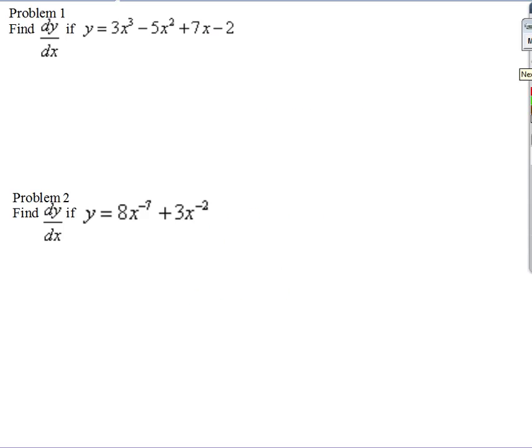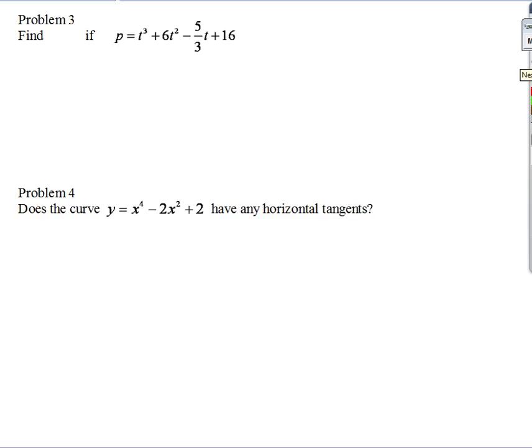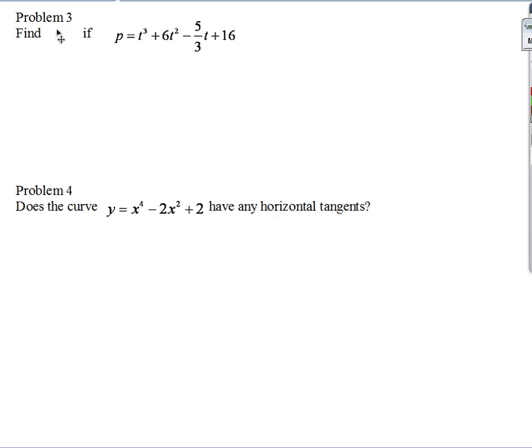So if you look at this, problem 1, problem 2, I want you to use the power rule to find those derivatives. Find dy dx for problem 1 and 2. That'll be part of the lesson check. Same thing with problem 3. This should say find dp dt if p is this. And then I want to go through problem 4 with you.